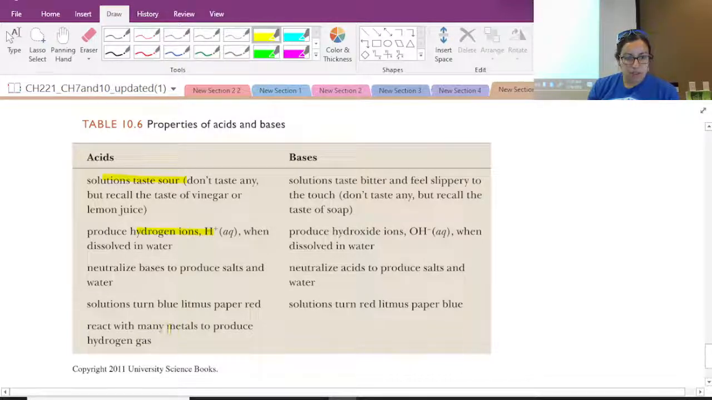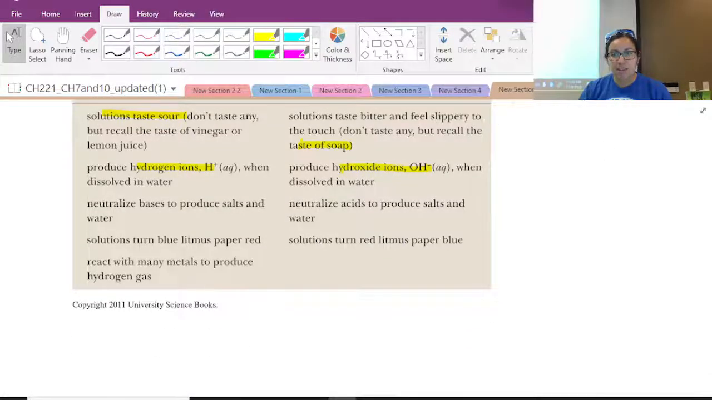And obviously we've seen them react with metals. And then bases, I don't know how many people have tasted bases. I don't know if people still get their mouth washed out with soap. I did. So you know what that base feels like, a little bitter, they're kind of slippery. And then they produce hydroxide ions and obviously neutralize acids.